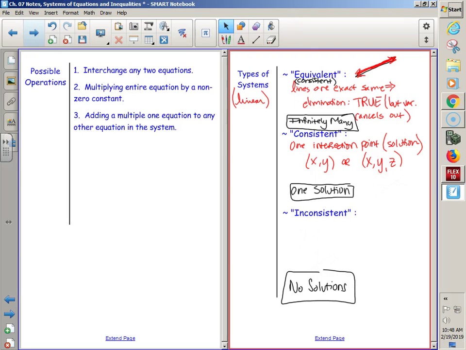And what happens if there are no solutions? There are two different ways that can happen. Either we have parallel lines that are not equivalent, so non-equivalent parallel lines. Or, do you guys remember those lines in three-dimensional space that aren't parallel but never intersect?